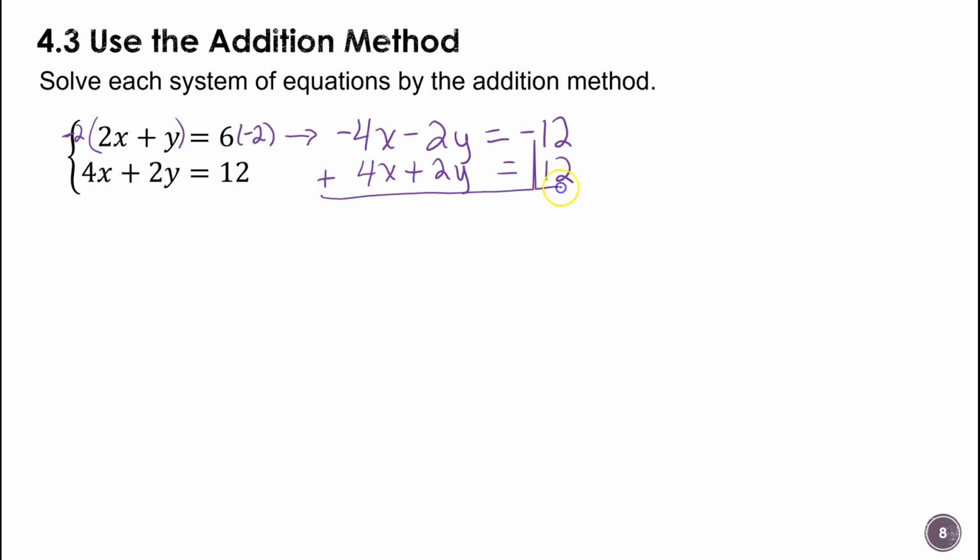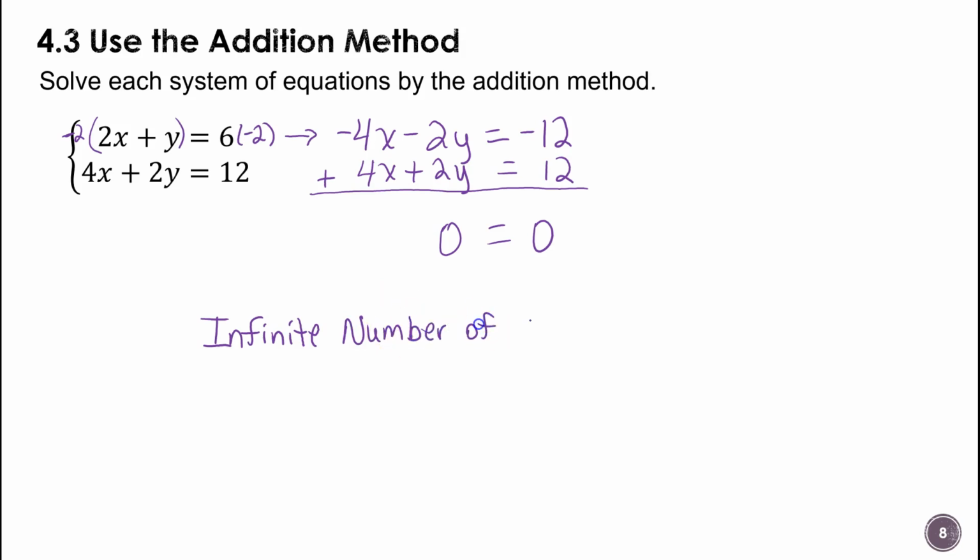And here's what happens. I get zeros for the x's, zeros for the y's. I even get zeros for the 12s, because one's negative and one's positive. So this is 0 equals 0. Actually, these two lines are parallel lines. So if I had solved them each for y, they would have the same slope but a different y-intercept. When this happens, we call this an infinite number of solutions.